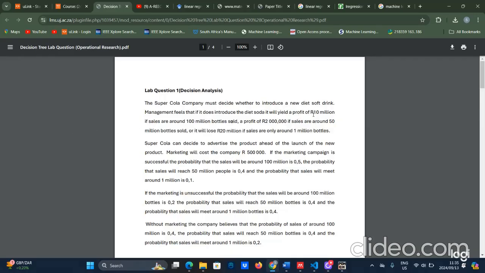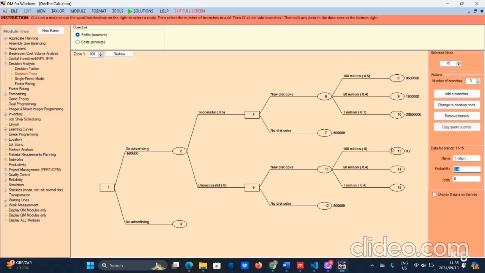So again, if they sell 100 million bottles, they'll make 10 million, right? But since they've already spent 500,000 on marketing, you're going to subtract the 500,000 they've spent on advertising from the 10 million they stand to make. Which means their probability here is 0.2, and the expected profit would be 9,500,000.